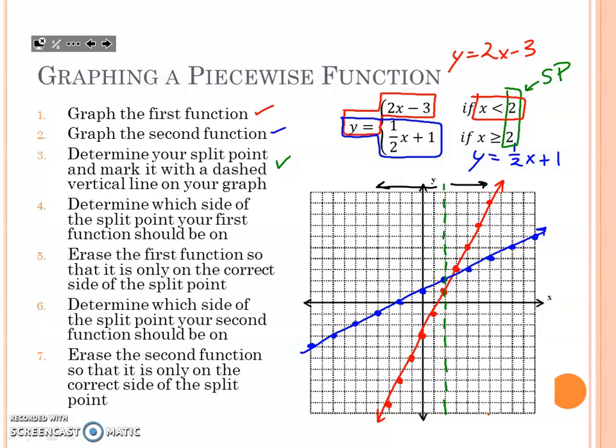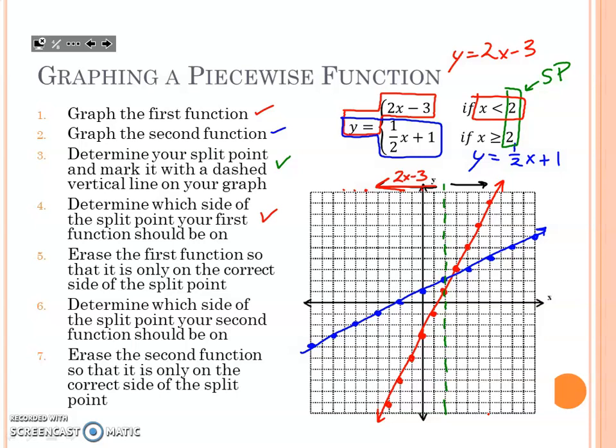Think about the points on the graph. What points for x values are over here? -5, -6, -7, 0, -2. All of those numbers would be less than 2. So that means that we need our red function, we need 2x minus 3 on the left side over here. Okay? So I've determined that on the left side of my split point is where I need to have my red function.